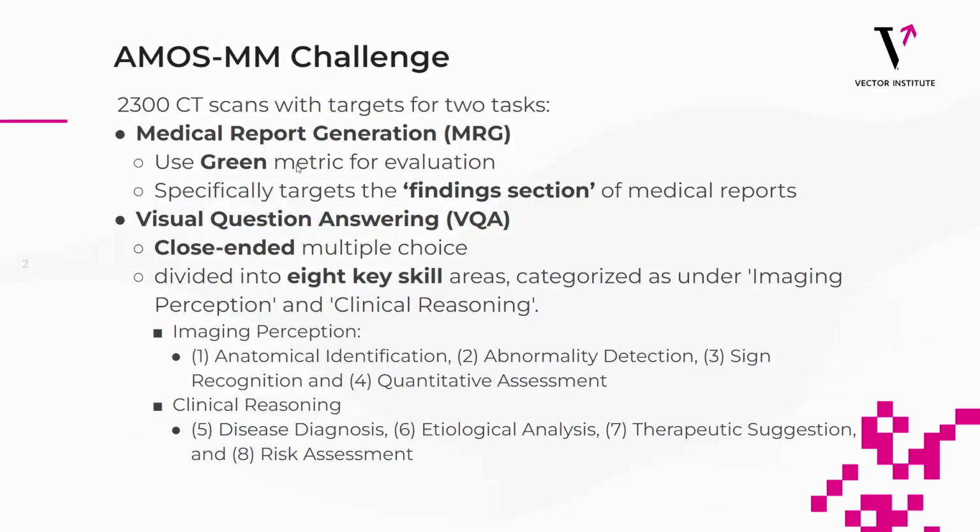For medical report generation, they use a metric called GREEN, and I will also talk about what that is. And then they focus specifically on the findings section of the report. For visual question answering, you basically just have close-ended questions with 4 choices per question. The questions are divided into 8 skill areas mentioned here, and these are categorized into either imaging perception questions or clinical reasoning.